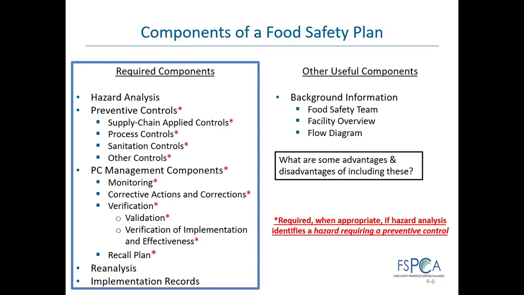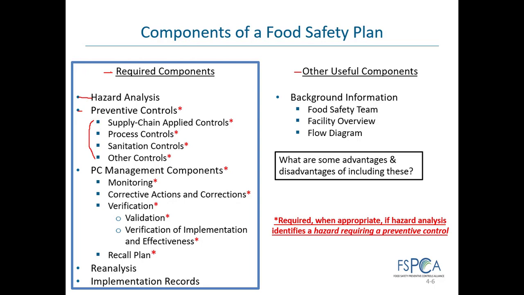Okay, this is meant to break down that part of the regulation into a more visually pleasing layout. So on the left-hand side, we have required components. On the right-hand side, we have other useful, highly suggested components. So let's look at the required components first, since we were just talking about those. Number 1, hazard analysis. Everyone has a hazard analysis. The next bullet point was the preventive controls, and these are our options for different categories of preventive controls. Again, we'll explore these a lot more later.